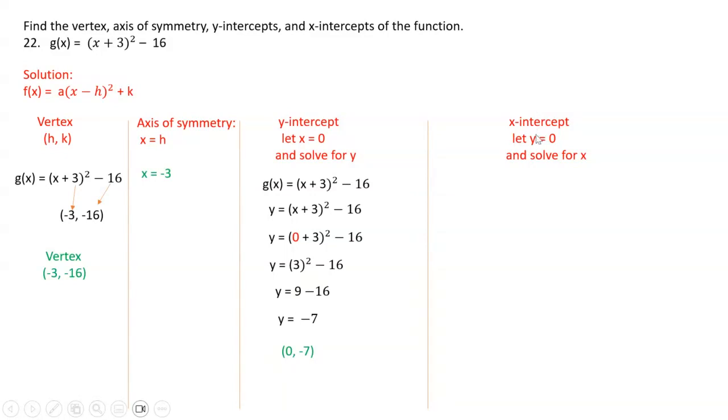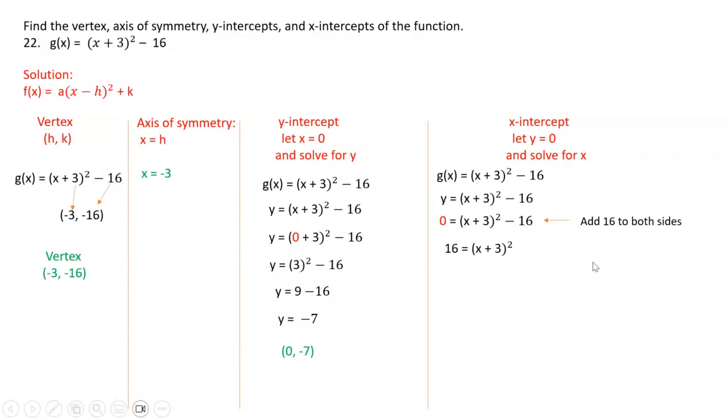Now for the x-intercept, we're going to let y equal 0 and solve for x. So g of x is the same thing as y. So we let that equal 0. We're going to add 16 to both sides. Now we're going to take the square root of both sides to eliminate the square. I brought this to the left and the 16 to the right. The square root and the square cancel each other. So we got x plus 3 equals plus or minus 4, because the square root of 16 is 4.